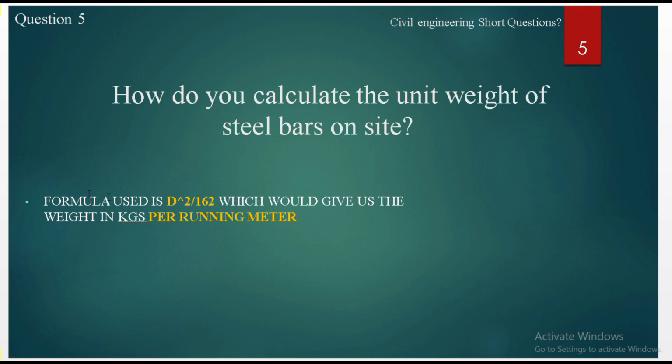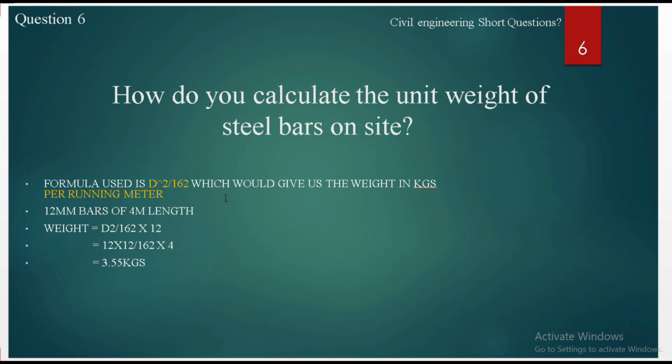Question number 5, how do you calculate the unit weight of steel bars on site? Well, the formula we have for unit weight is d square divided by 162, which would give us the unit weight for every running meter. If you multiply it by the L, so d squared divided by 162 multiplied by L, then that would give us the weight in kgs. But if it's only d squared divided by 162, then it would give us the unit weight for every running meter. So that's how we calculate the unit weight of steel bars on site.